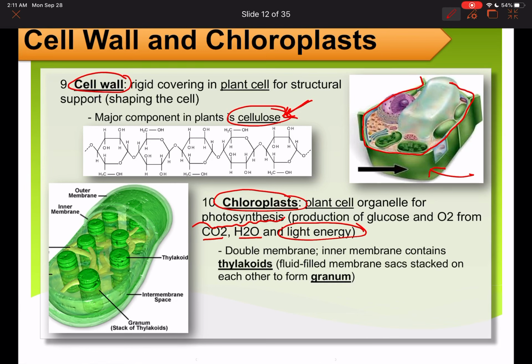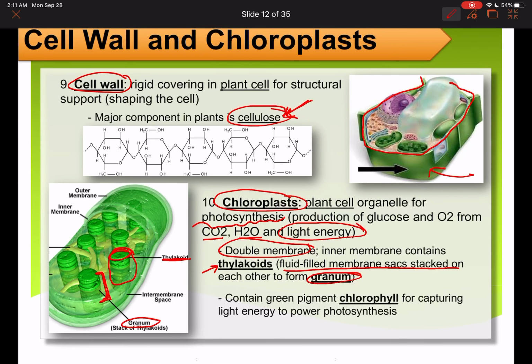And inside the chloroplast, kind of like mitochondria, they also have a double membrane. The inner membrane will contain stacks of these green disc-looking things. Those disc-looking things are called thylakoids, okay? We'll learn about their function in photosynthesis, but they're fluid-filled membrane sacs that are stacked on top of each other to form a granum, okay? So one of these discs is called a thylakoid. A whole stack of them is called the granum, okay?